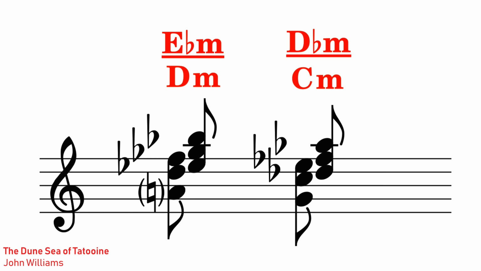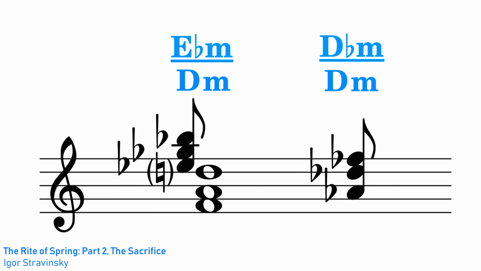Both the Stravinsky and John Williams themes are based on this dissonant woodwind polychord. A polychord is when two chords are stacked on top of each other. In The Rite of Spring, Stravinsky has stacked alternating E-flat minor and D-flat minor chords over a sustained D minor chord.